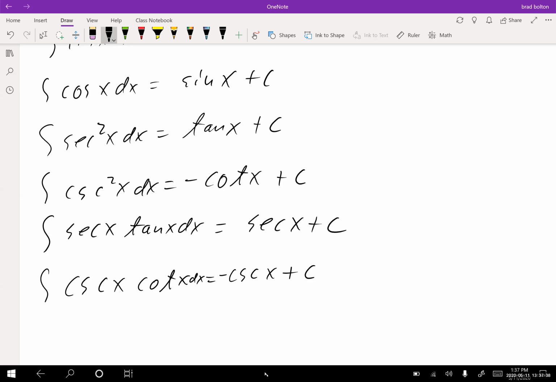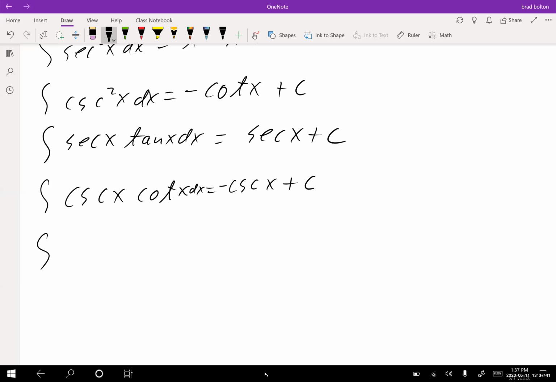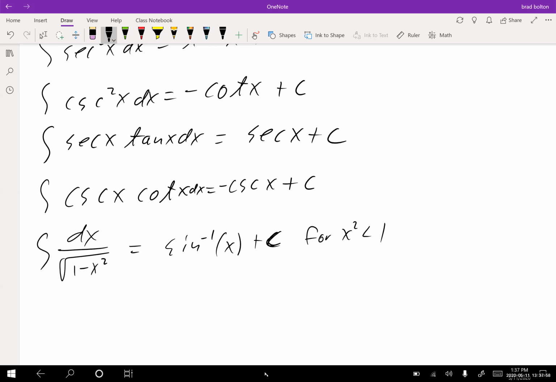And then the last two special cases that I asked you guys to memorize for derivatives: dx over the square root of 1 minus x squared. We know that this is the arc sine or sine inverse of x plus c for x squared less than 1. Let's see here, we have the integral of dx over 1 plus x squared equals arctan of x plus c, and this is the base case, right?